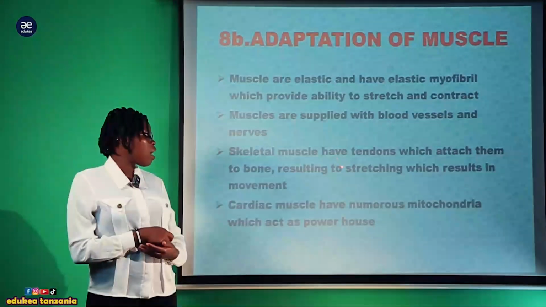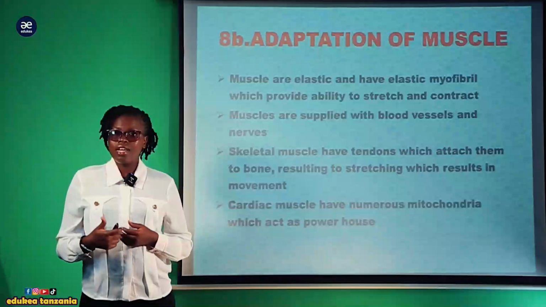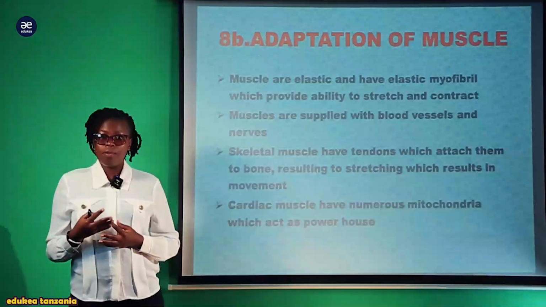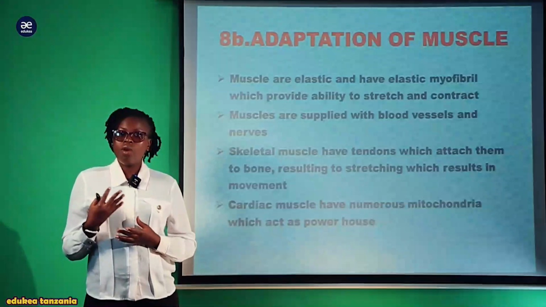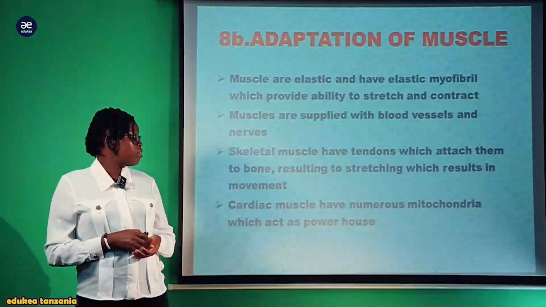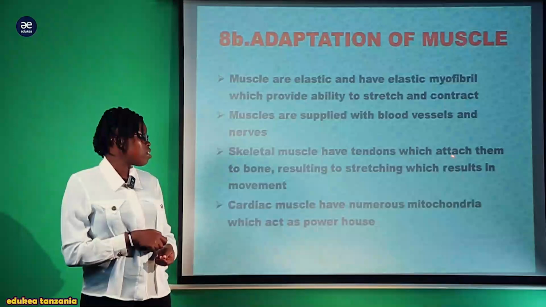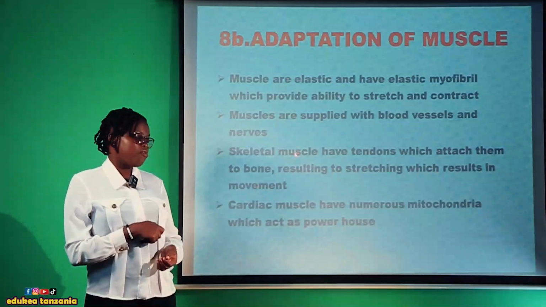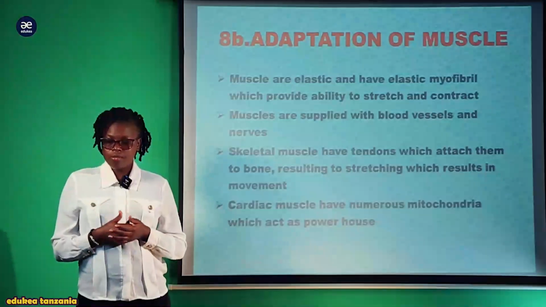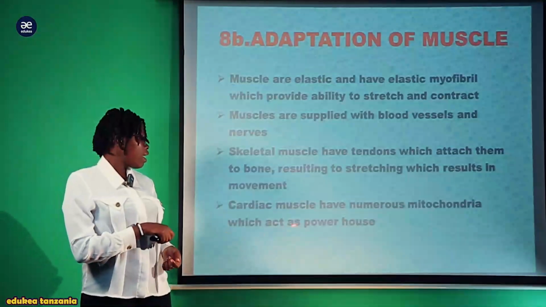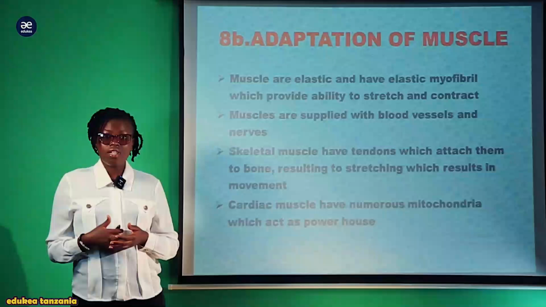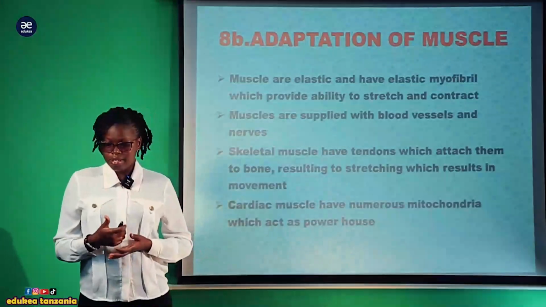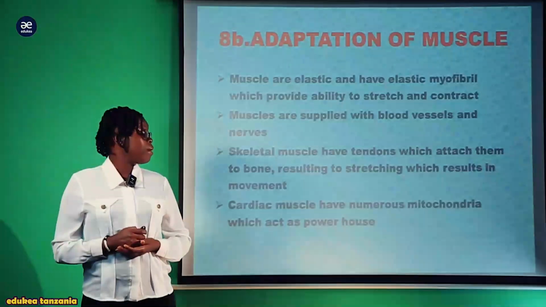Vile vile skeletal muscle have tendons. Tendons inasaidia katika attachment of muscles to the bones. Kwa tendons inasaidia katika kuweza bring about the movement. Vile vile kuna ligaments which tend to hold the two muscles together. So skeletal muscle have tendons which attach them to bones, na resulting to stretching, which result in the movement. So this is also adaptation of the muscle. Vile vile cardiac muscle anakuwa na numerous mitochondria for the production of ATP, which act as a power, au tumeweza kuangalia katika structure ya cardiac muscles.